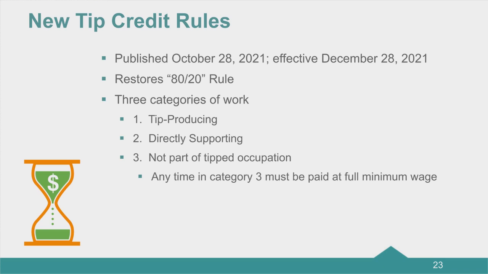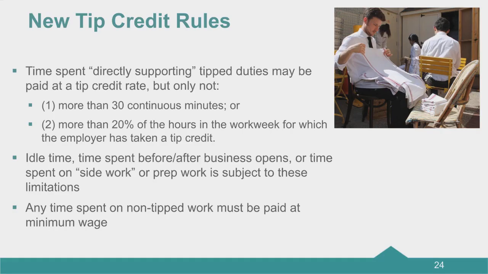So it would be cleaning the bathroom, for example, or if you're working in 2 roles, maybe you work at the back of the house and you are a dishwasher for part of the time. Like, that's not a tipped occupation, and so that would fall into that category 3. And the Department of Labor said that any time in category 3 has to be paid at minimum wage. But how are they treating 1 and 2?